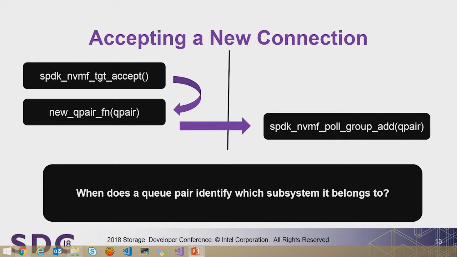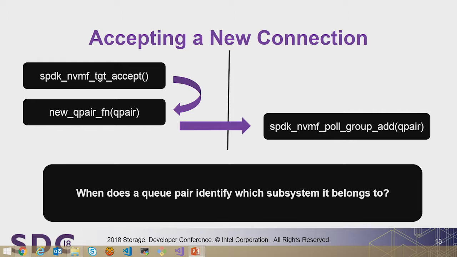So the problem with that is, when do you figure out which subsystem this connection that you were just notified about is trying to connect to? And the answer is in the first command that comes across the wire after you've already established the queue pair and chosen the completion queue. So you can't know anything like that. All you know is who it's from. You know the host. So this is a real challenge.